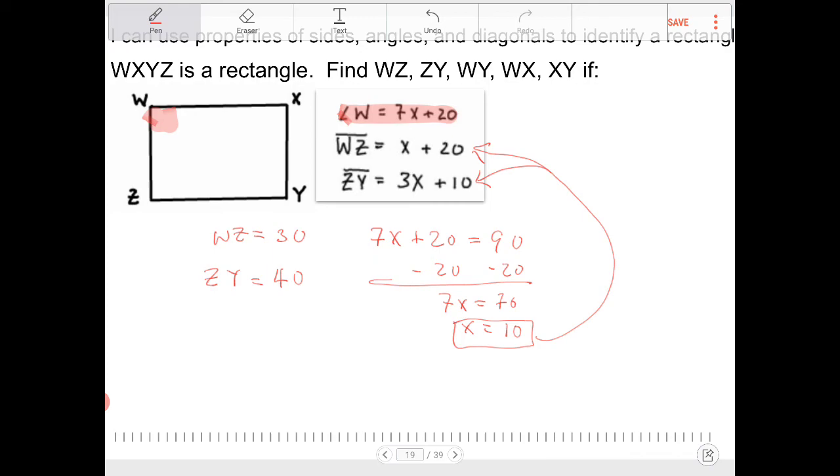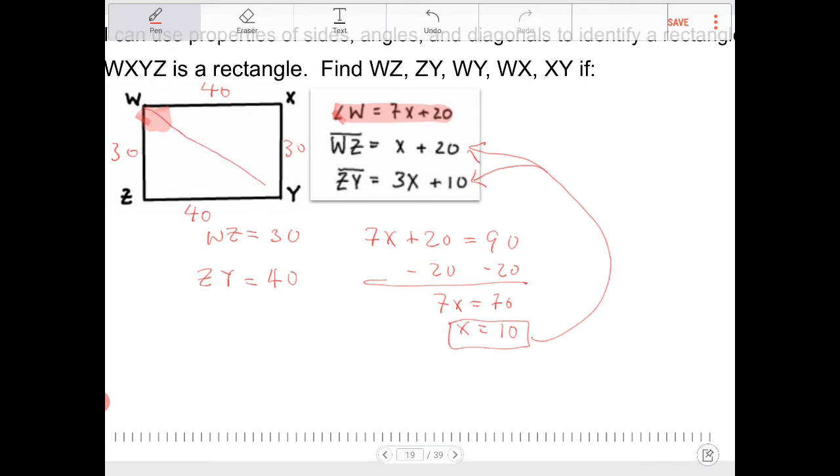So wait a minute. WZ is 30, ZY is 40, XY must be 30, and WX must also be 40 because opposite sides of a rectangle are congruent. We need to now also figure out what is WY and ZX. Well, actually, no, we only needed to figure out what WY is because that's what it says over here.